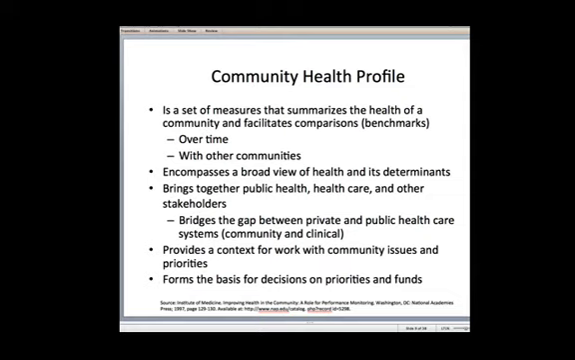The profile encompasses a broad view of health and its determinants. We'll look at this again in just a moment. It brings together public health, healthcare, and other stakeholders, and it bridges the gap between private and public healthcare systems. It provides a context for work with community issues and priorities, and it forms the basis for decisions on priorities and funds.